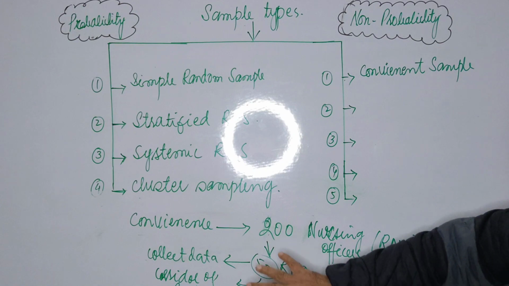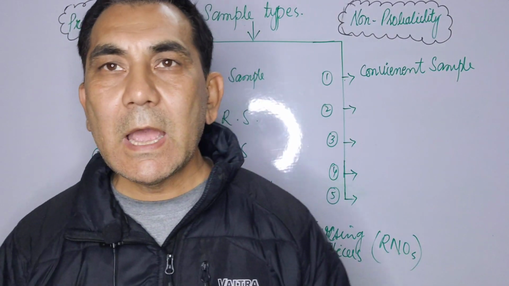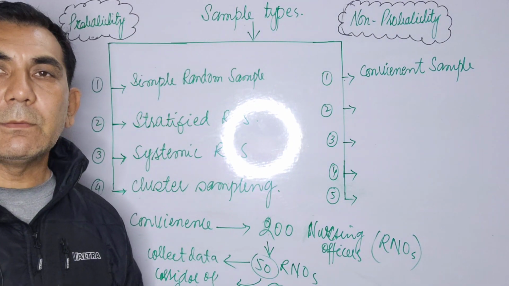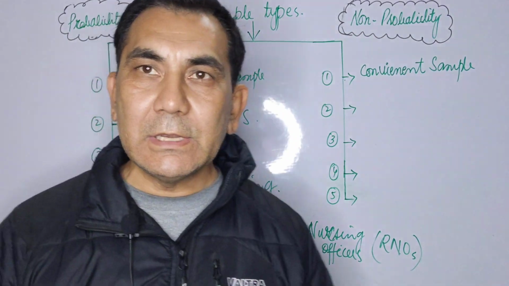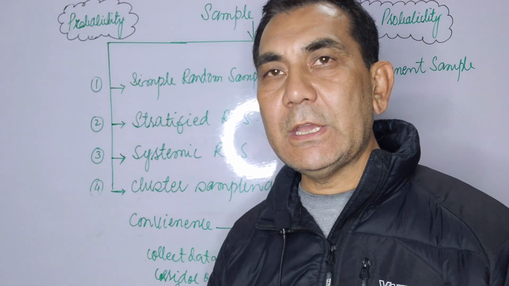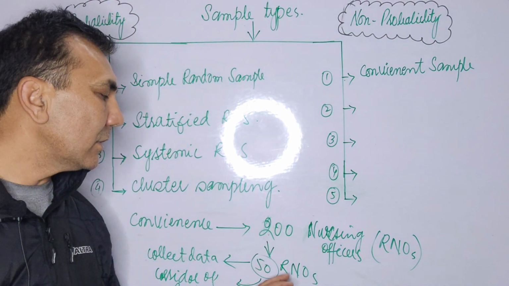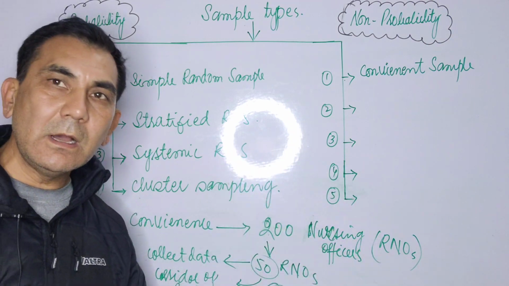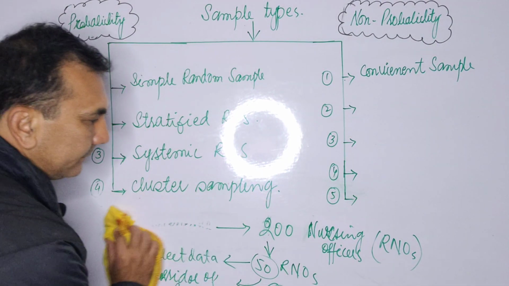So now the 100 and 50 and 50, the 200 sample size, he mostly collected the information from these RNOs, whom he met conveniently by the easy approach. Those who came and met him face to face, he started to collect the data from those RNOs whom he met at the corridor, at the OPDs, or on the first floor of the medical wards. So this is called convenient sampling.